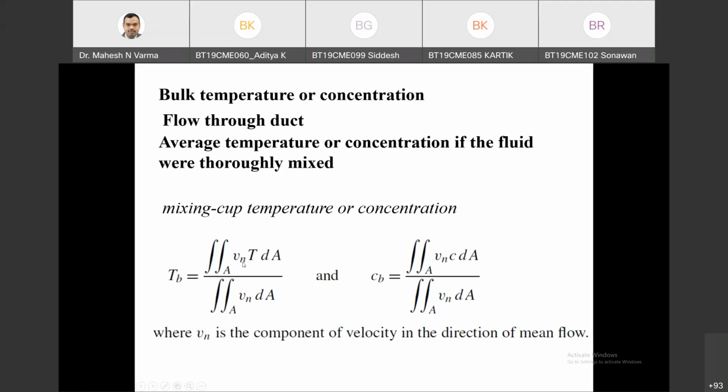Okay, this is the property. Some weighting factor you can use, and this will be averaged over the area. So that will give you the average temperature. Similarly, average concentration and average velocity you can get. Some weighting factor you can use, so that it will be averaged for a given area, a given region actually.